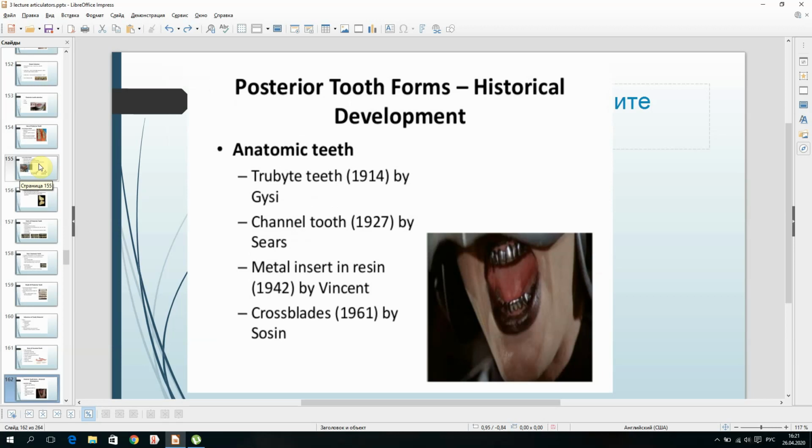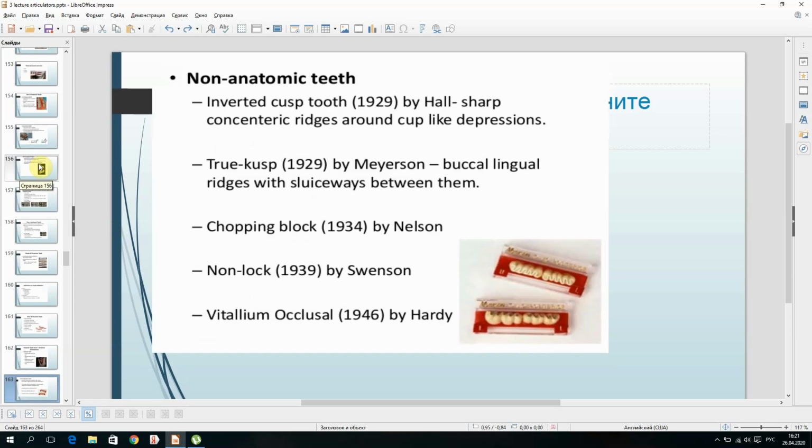Tribute teeth by Gysi, channel tooth by Searles, metal insert in resin by Vincent, cross blades by Sosin. Non-anatomic teeth: inverted cusp tooth by Hall Sharp, concentric ridge around cup-like depressions. True cusp by Meyerson, buccolingual ridge with sluiceways between them. Chopping block by Nelson, non-lock by Svensson, Italium occlusal by Hardy.